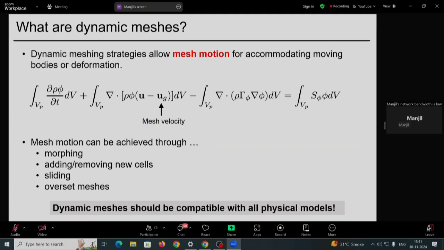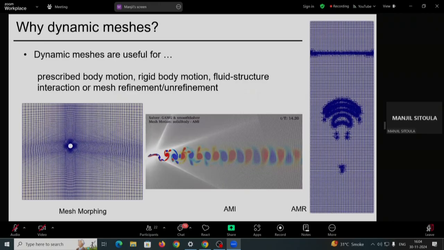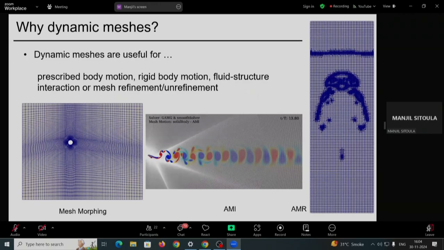So why use dynamic mesh? We need it whenever there is a prescribed body motion, or a predefined body motion, when the boundary moves, in cases of fluid-structure interaction or two-way coupling problems, or in cases where we require the mesh to refine or unrefine. In such different cases, we need dynamic meshes.